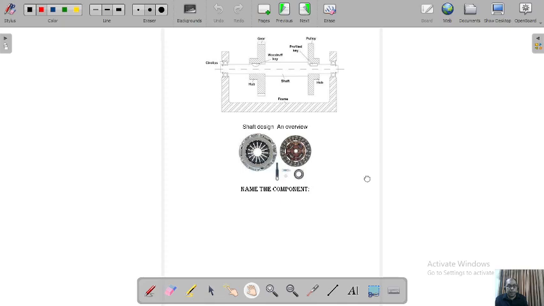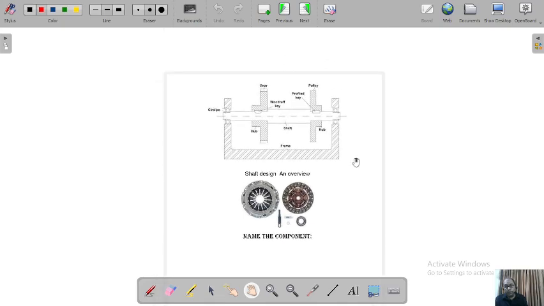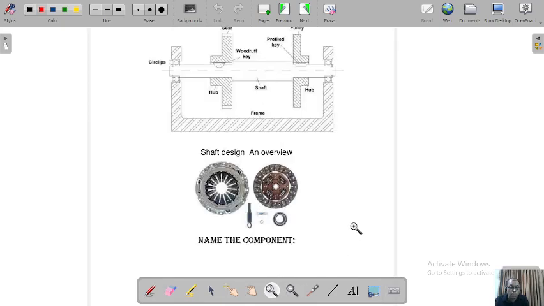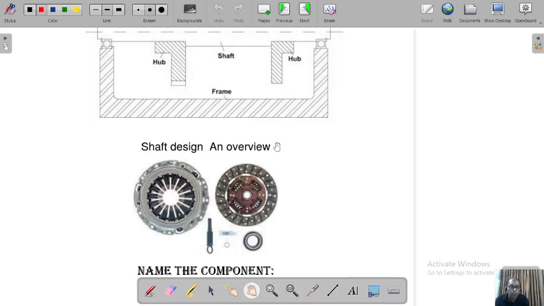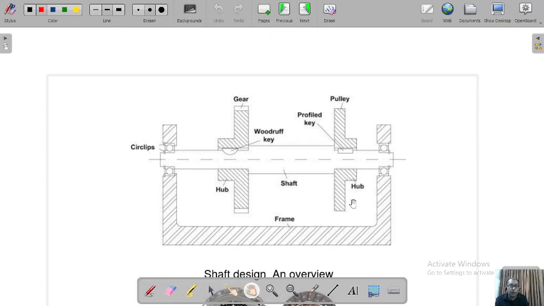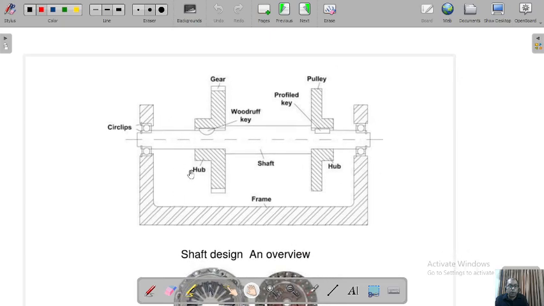Then a section drawing is being shown to you for a shaft design with various components. If you look at it, they have shown you a frame, a shaft, hubs, and pulleys with various keys, the Woodruff keys, the profiled keys, and here a gear is being placed. What are these components for a section drawing? It shows the shaft with its various components to form an assembly.